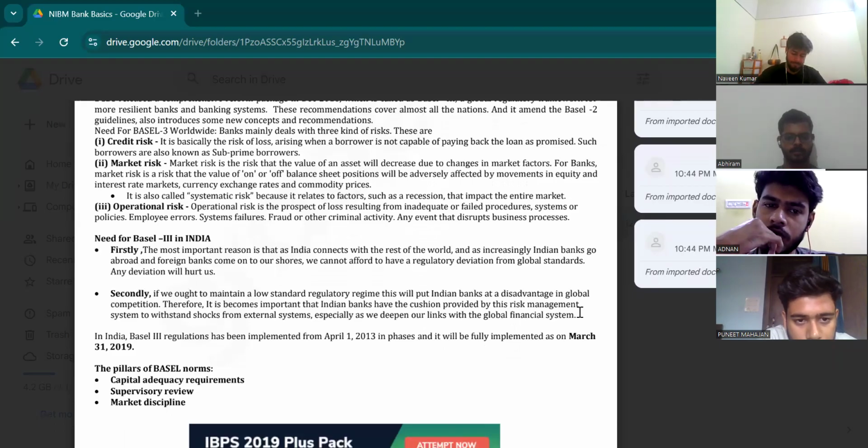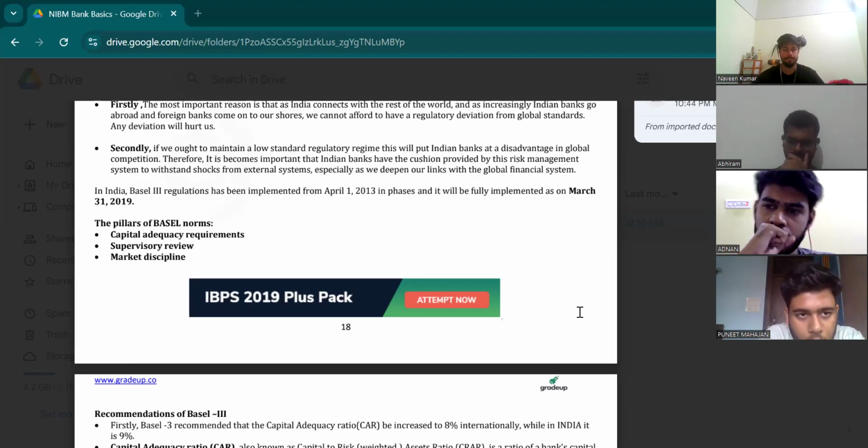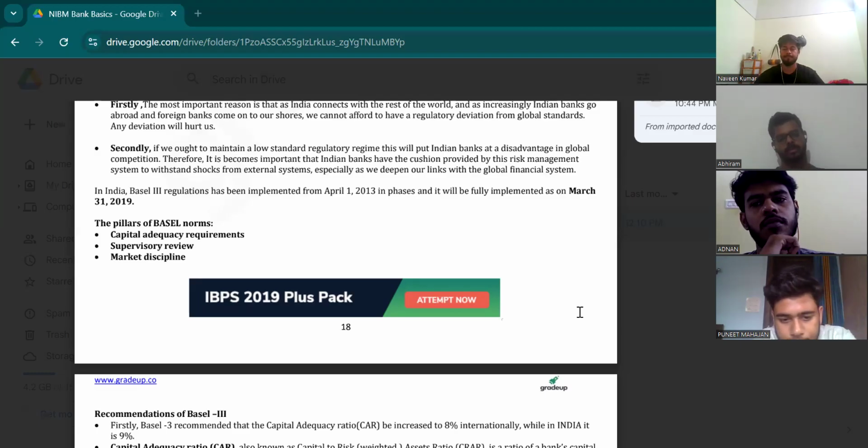So there are three pillars of Basel norms. You can see the first is capital adequacy norms. Capital adequacy requirement means suppose you have 100 rupees equity at present, you are the owner of the bank, 100 rupees equity. So you have to keep at least 50 rupees as high non-liquid assets and high valued assets, like gold, things like these.